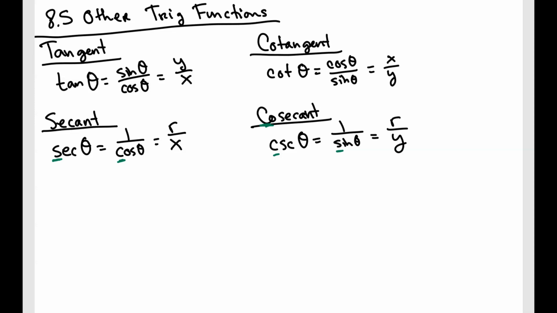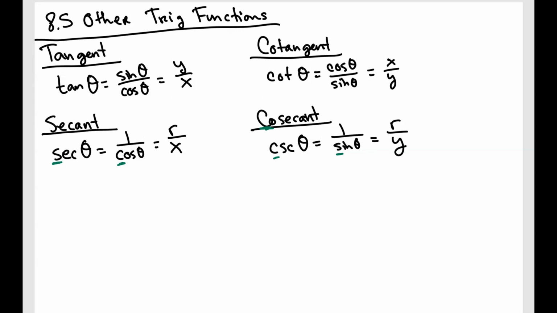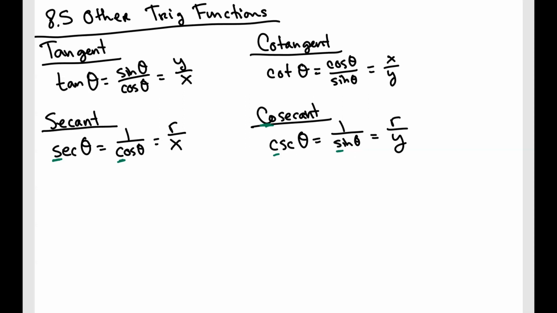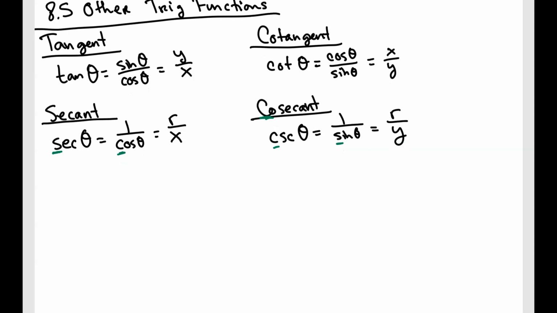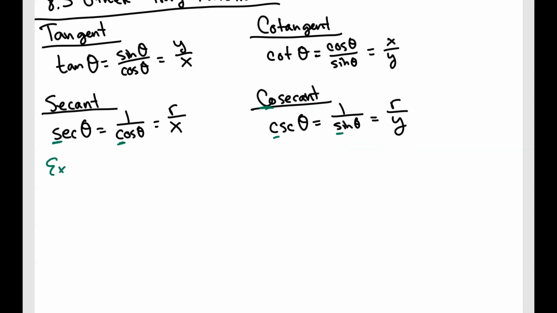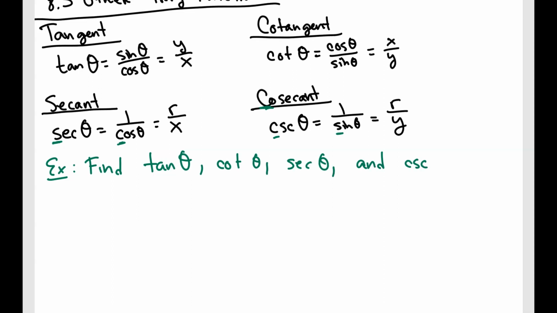So these are just basically how you would find all of the rest of the trig functions. We're just going to do a couple problems. We're not going to be graphing them. Graphing them is a little bit of a stretch for this class, but just note that there are graphs for tangent, cotangent, secant, and cosecant. We just won't talk about them in this class. So let's do some examples. Let's find tangent of theta, cotangent of theta, secant of theta, and cosecant of theta.